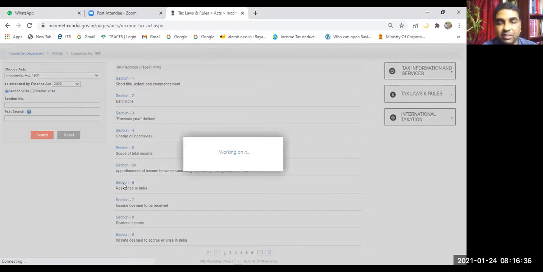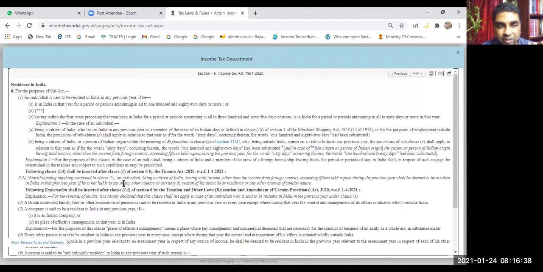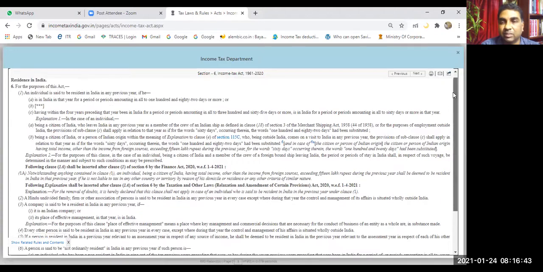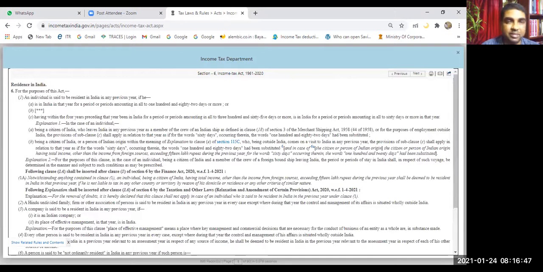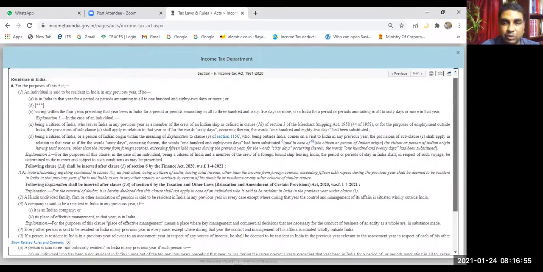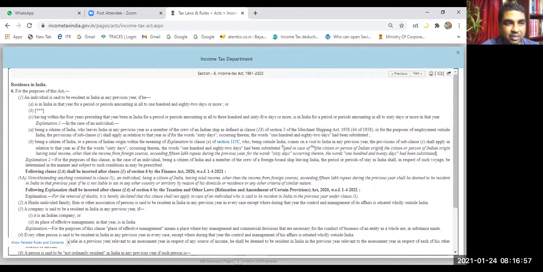The entire chapter on how to know the residential status is explained in section 6. Just have a look at this, so that in case you have any doubt, you can refer to this bare act. Professional students are always expected to refer to the bare act. Sometimes books may not be clear, notes may not be clear, so refer to the bare act.